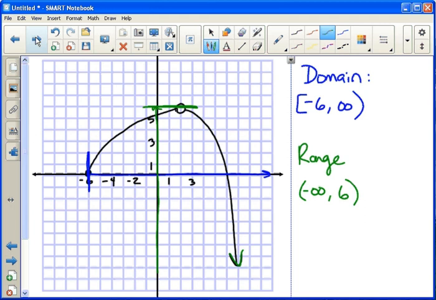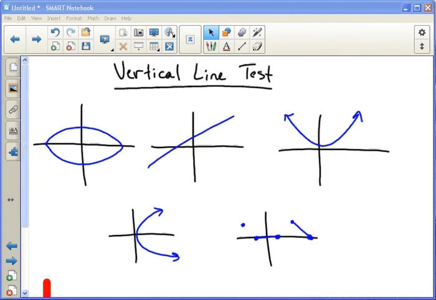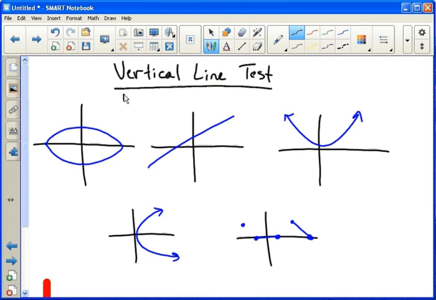Next thing we need to talk about is the vertical line test. The vertical line test is a test to see if a graph is a function.